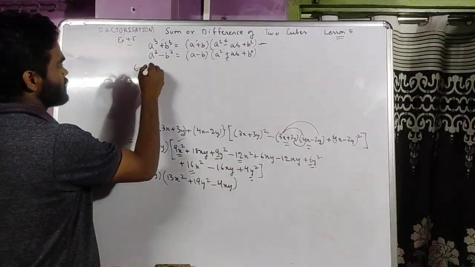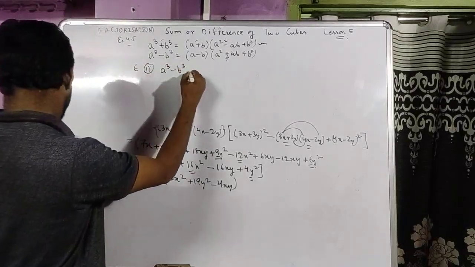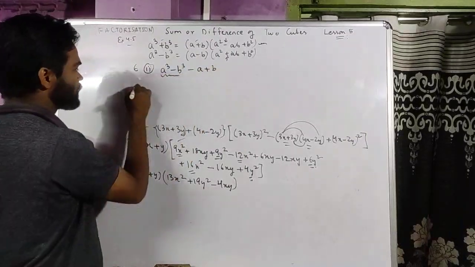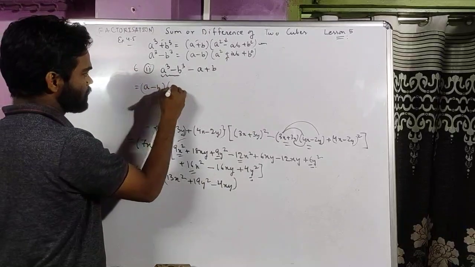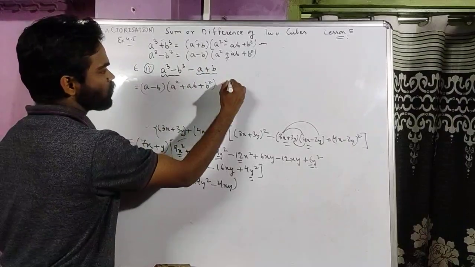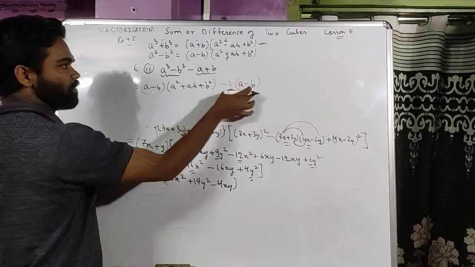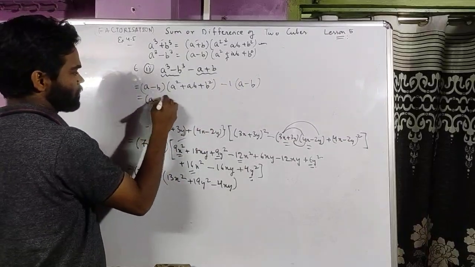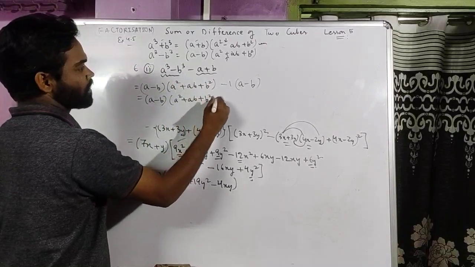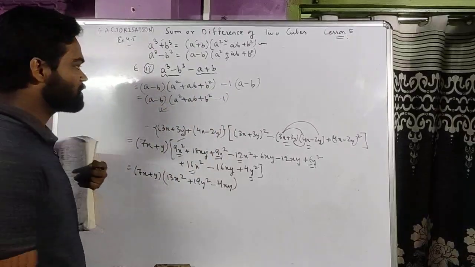6 part 2, if you look, it's a cube minus b cube minus a plus b. Now we know this is a minus b, a square plus ab plus b square, and minus 1 taken common, we have a minus b. Am I correct? And these two, if you look, a minus b is common, so what is left over here? A square plus ab plus b square. What is left over here? 1. Factorized. Done. Pretty easy.